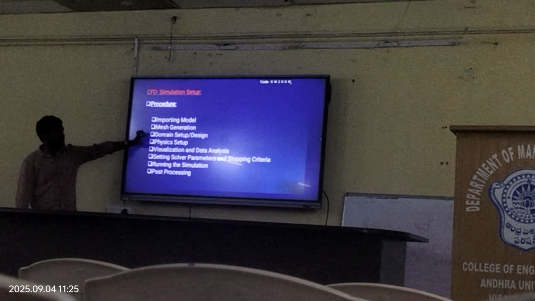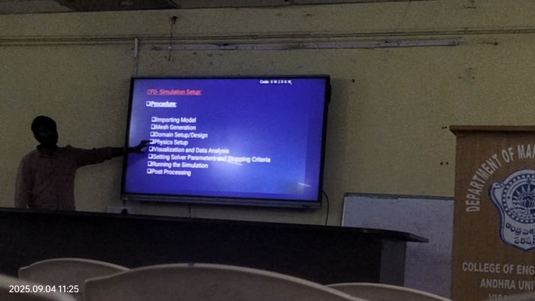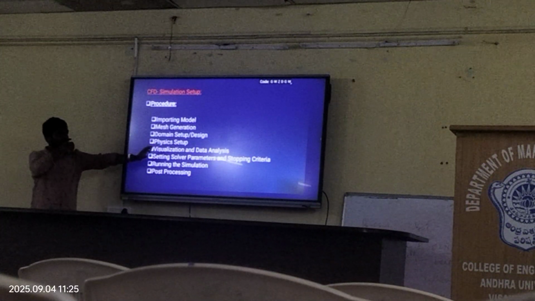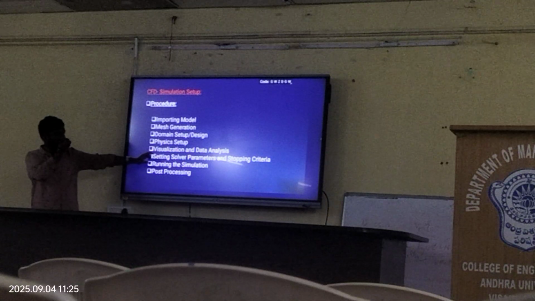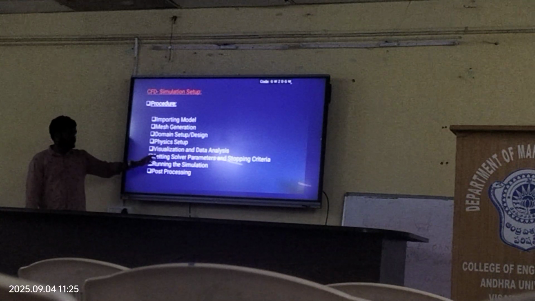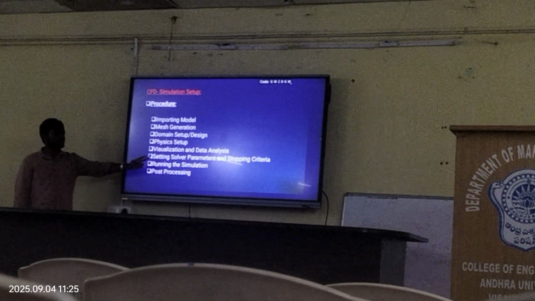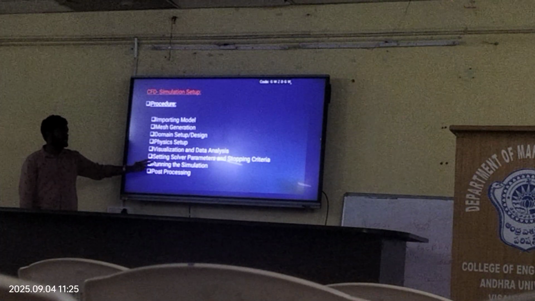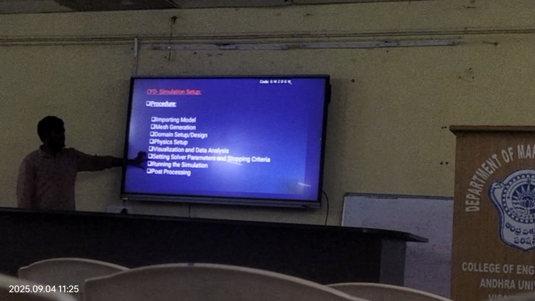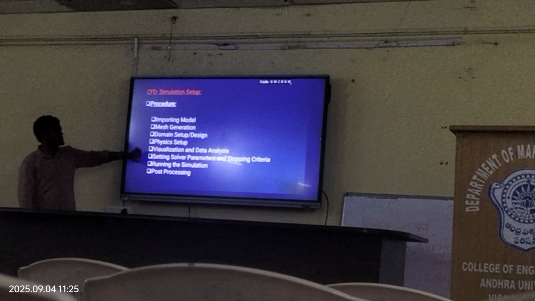And domain setup and design. Physics setup involves all the physics equations and solvers that we are using. Visualization and data analysis involves the use of graphs and plots. And setting solver parameters and stopping criteria is nothing but setting the convective timescale or number of iterations, etc. And then running the simulation and then extracting the results.